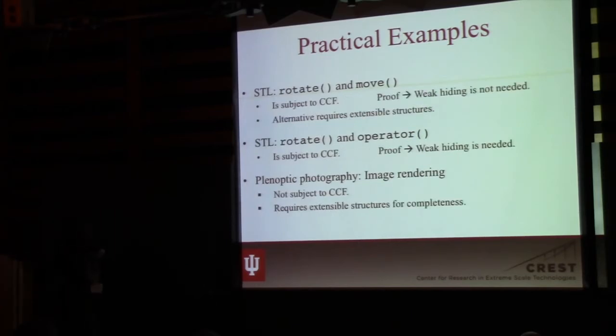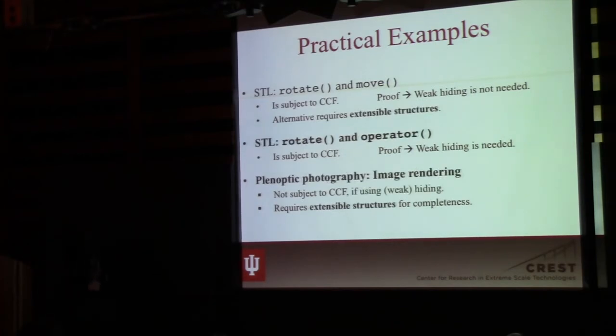I don't know if I'm actually explaining this in this talk, but something being subject to CCF doesn't necessarily mean that weak hiding is not needed. And some of those examples actually show that they require extensible structure. So right now I'm trying to go from this and dive into the extensible structures part of my talk. So I'm going to focus on these two for now.